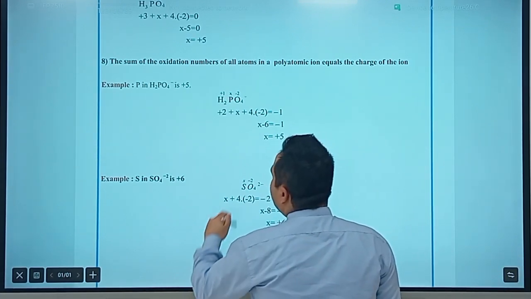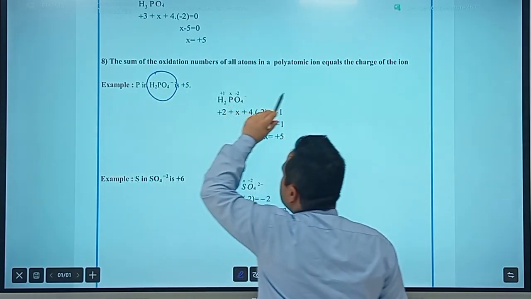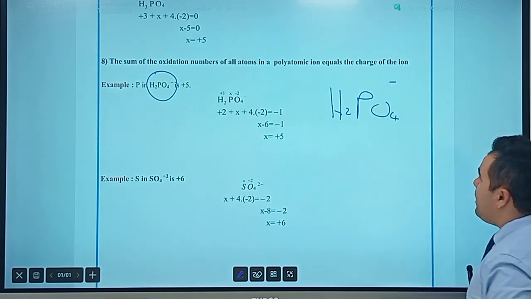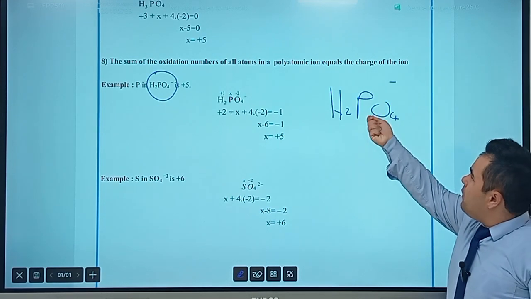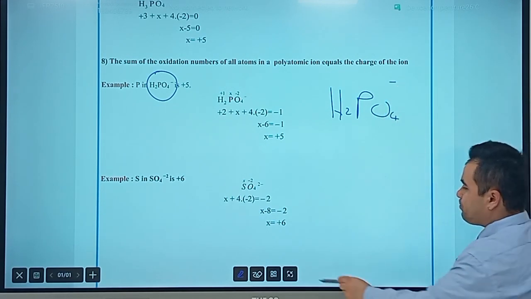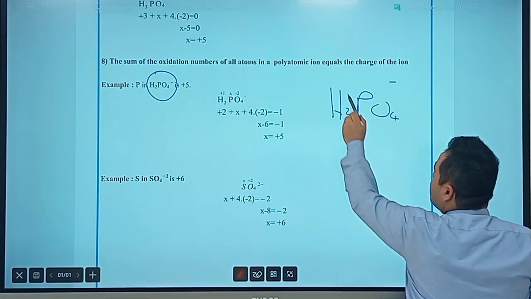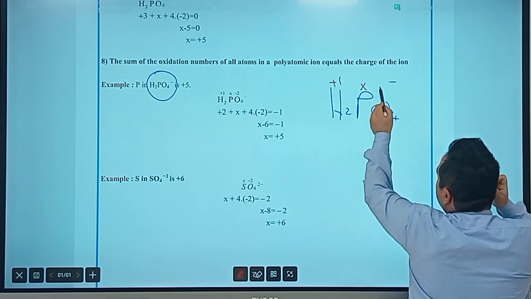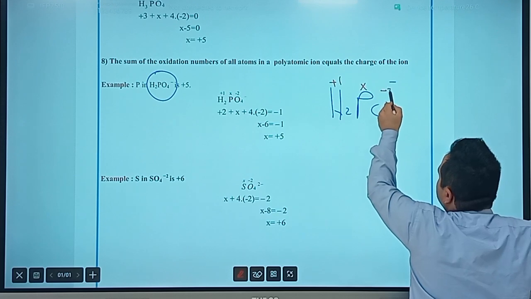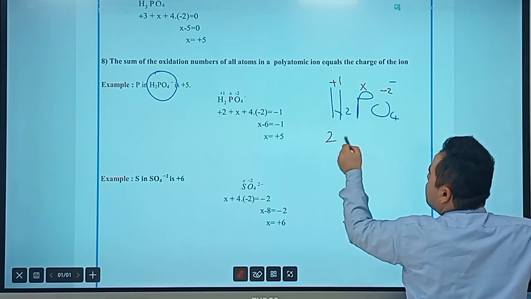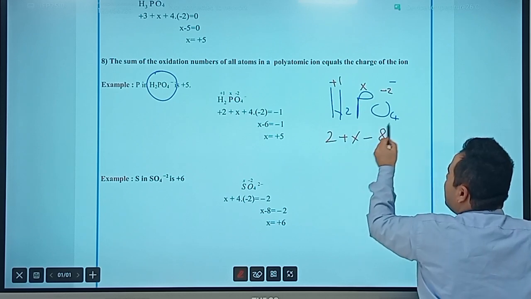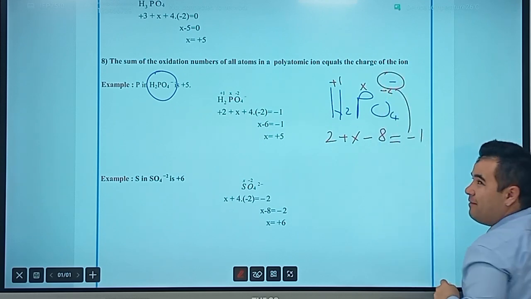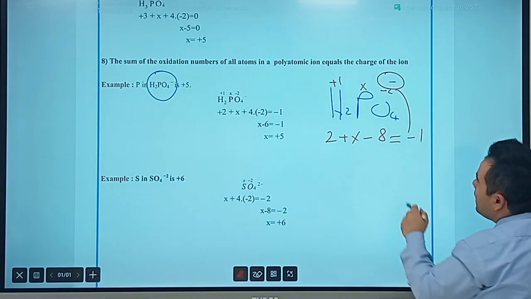Have a look. Let us solve this example, guys. For example, here we have H2PO4 negative. This is a polyatomic ion. How do we know? Because it is a cluster of atoms that has a charge. How to solve? The oxidation number of hydrogen is +1. The oxidation number of phosphorus is unknown. We do not have tips about it. The oxidation number of oxygen is -2. 2 multiplied by 1 plus X, plus 4 multiplied by -2, -8, equals the charge. So the charge is what? Is -1. That's how we equalize to the charge of the ion.